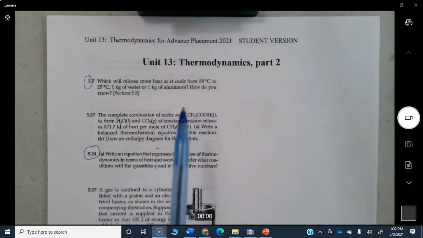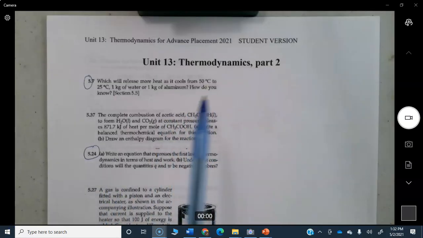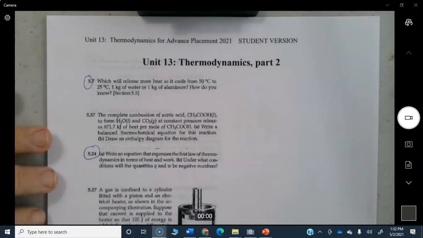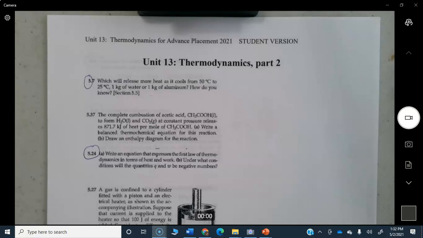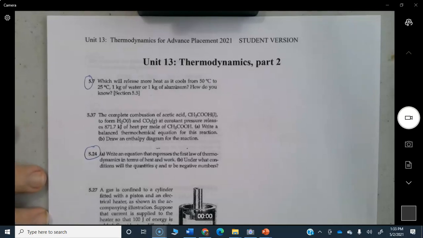Okay, those were the only problems for part 1. Now we're going to go on to part 2, and I just have 2 problems for this. Again, the ones that are not circled we can do in tutoring hours if you wish to come, and we can work on these together. Which will release more heat as it cools from 50 degrees centigrade to 25 degrees centigrade? 1 kilogram of water or 1 kilogram of aluminum, and how do you know?